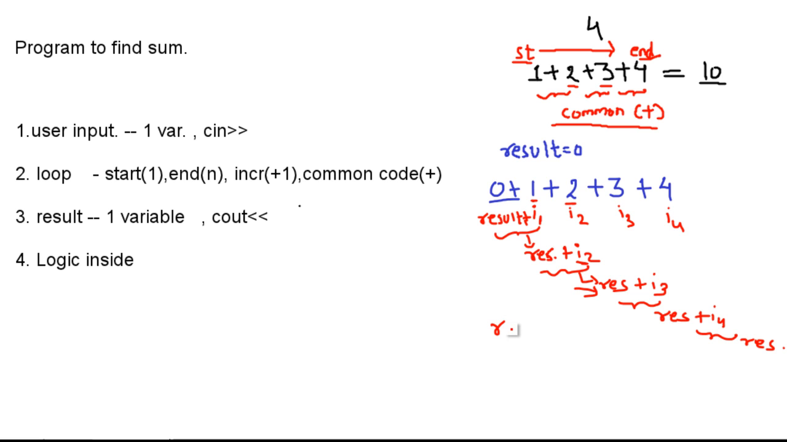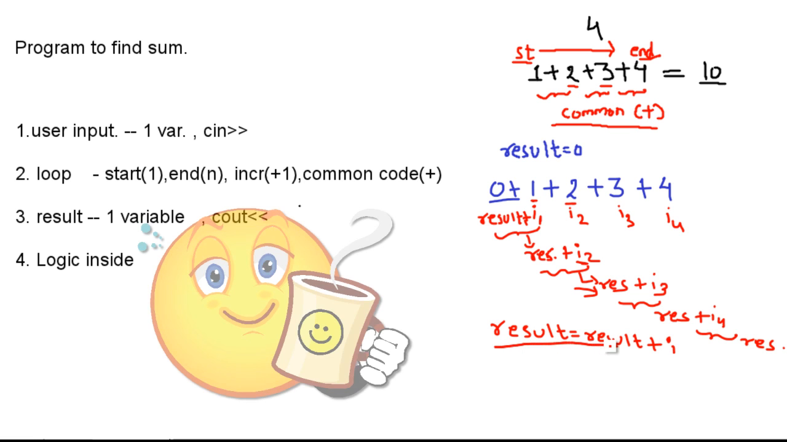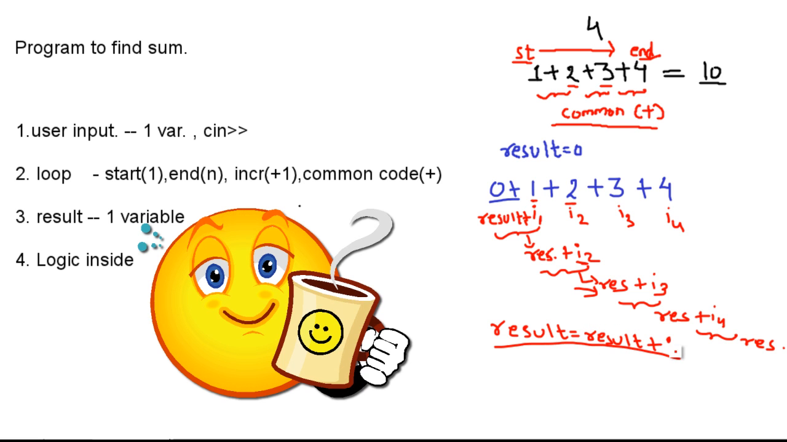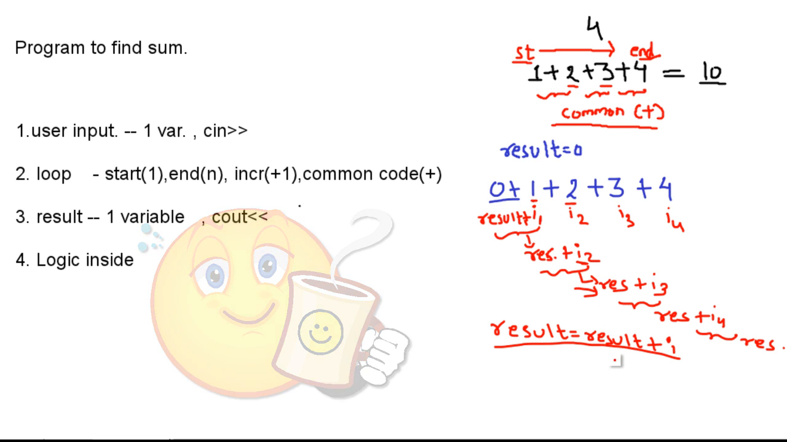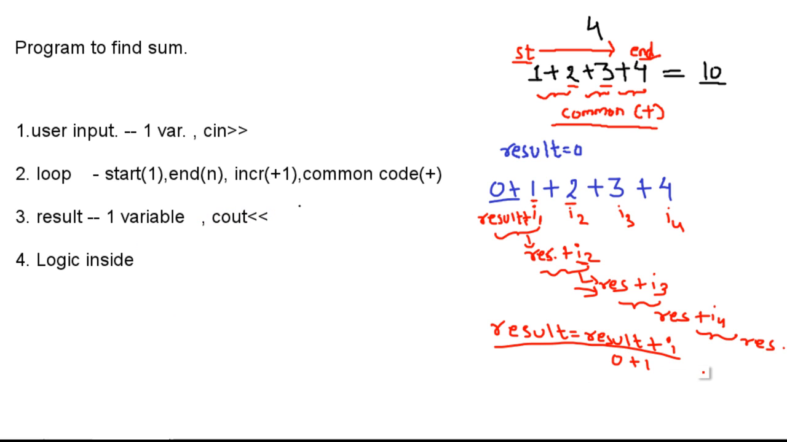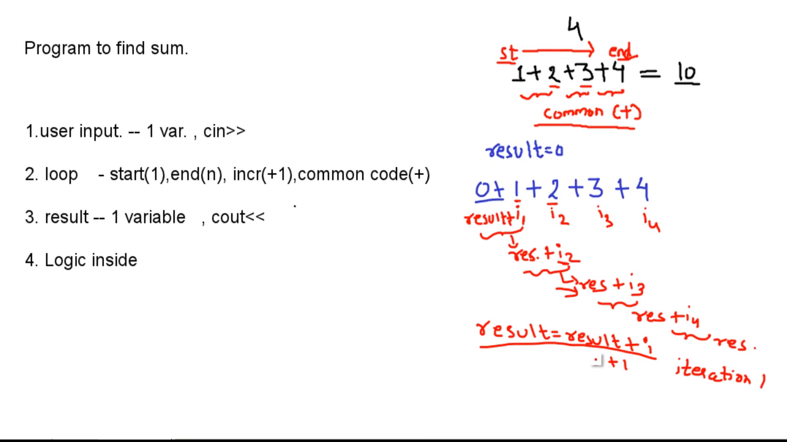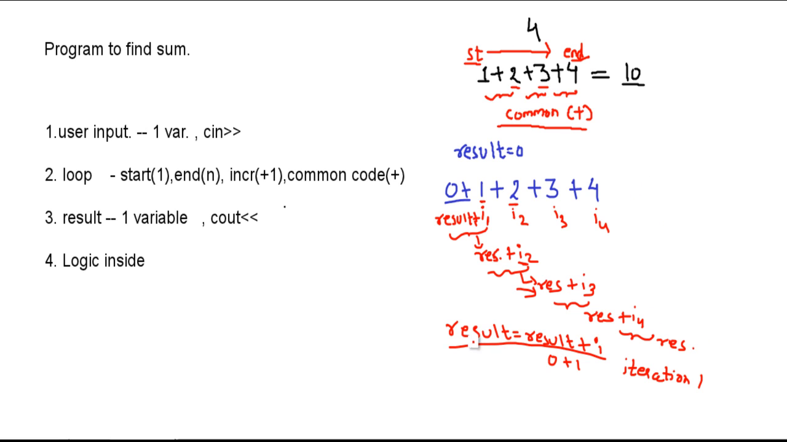So if I write this, result is equal to result plus I inside the for loop, this will be our logic. In every iteration the for loop will have a value for I, which will be added to the current result. So at the start I will be 1, result will be 0, so this will be 0 plus 1 for iteration 1, right? And again we'll store this to the variable result. So result will become 1. I am using the short form here.